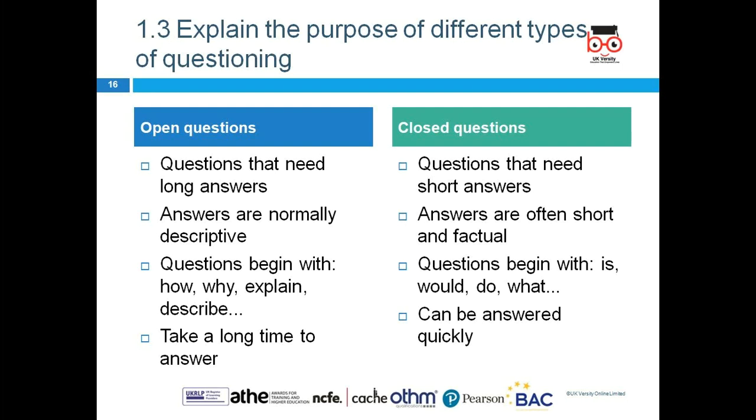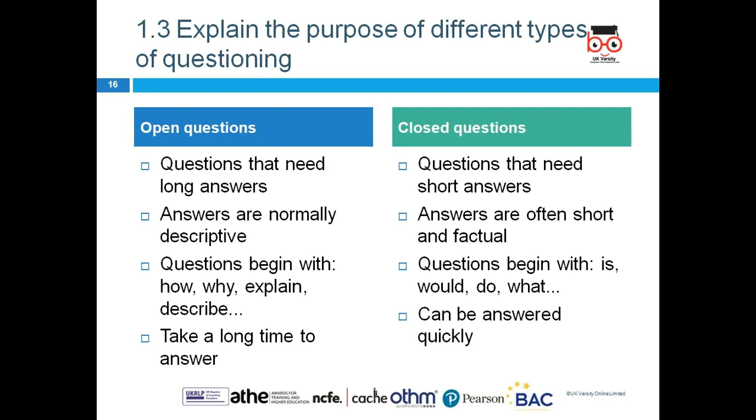So I could ask you, what's the weather like today, Victoria, and what would you answer me? Oh, it's just gloomy. That's it. Like, it's not a long answer. Yeah. Hot, cold, gloomy, muggy, and that's it. So these answers are often quite short and factual, so they're based on facts. You could just turn around and say, oh, it's 22 degrees today, it's hot or it's cold. These questions will begin with is, would, do, what. So they're quite directed and they can be answered very quickly.